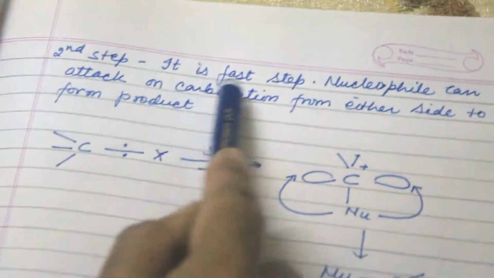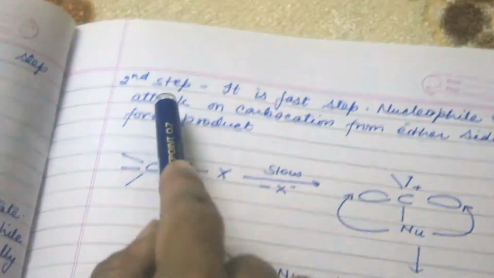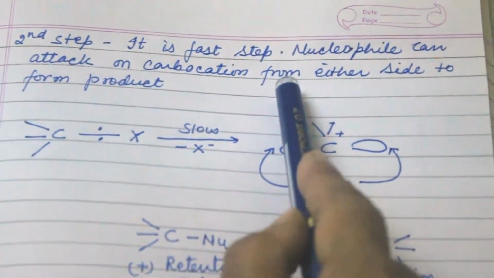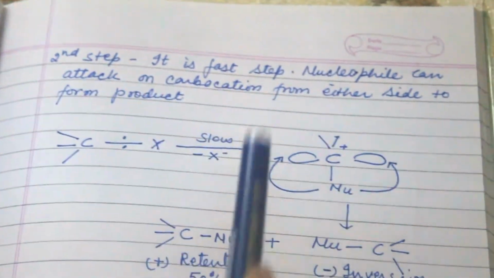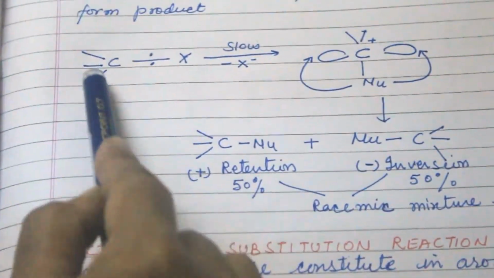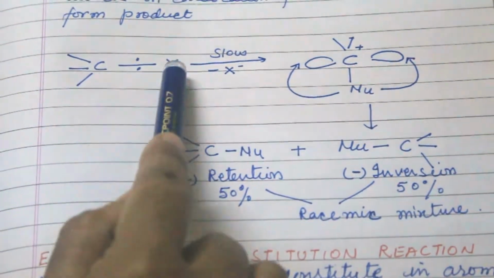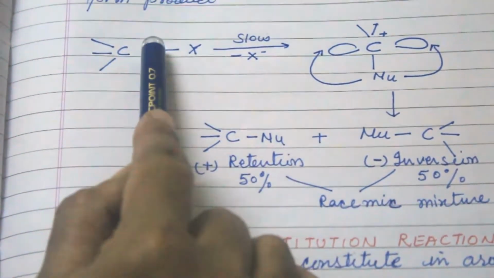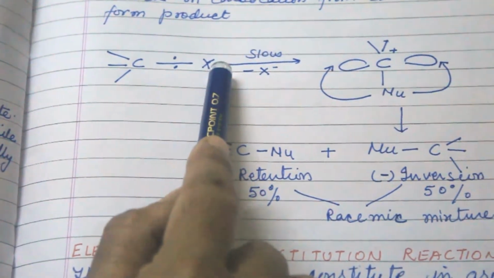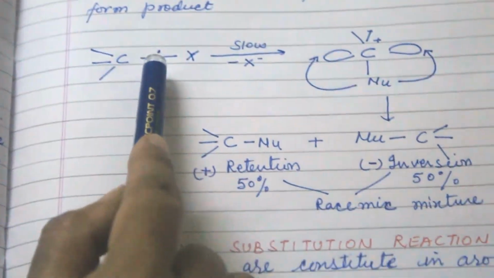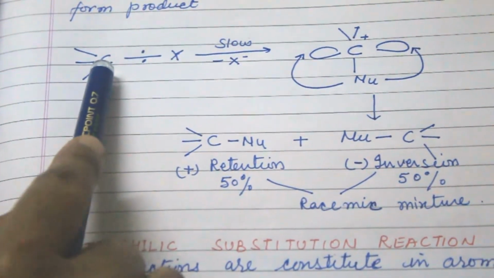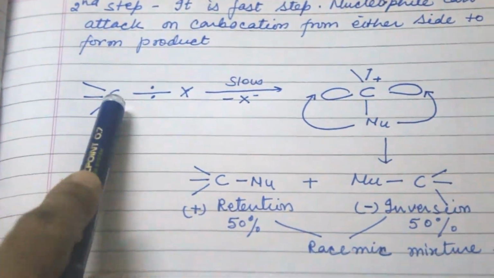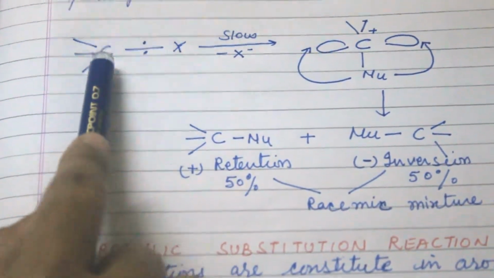The second step is the fast step. The nucleophile can attack the carbocation from either side of the product. Suppose this is the front side. When the halogen is removed from the alkyl group, it is the slow step. Both electrons are taken away by the halogen, so carbon becomes deficient in electrons and becomes positive. A positive carbon is known as a carbocation.